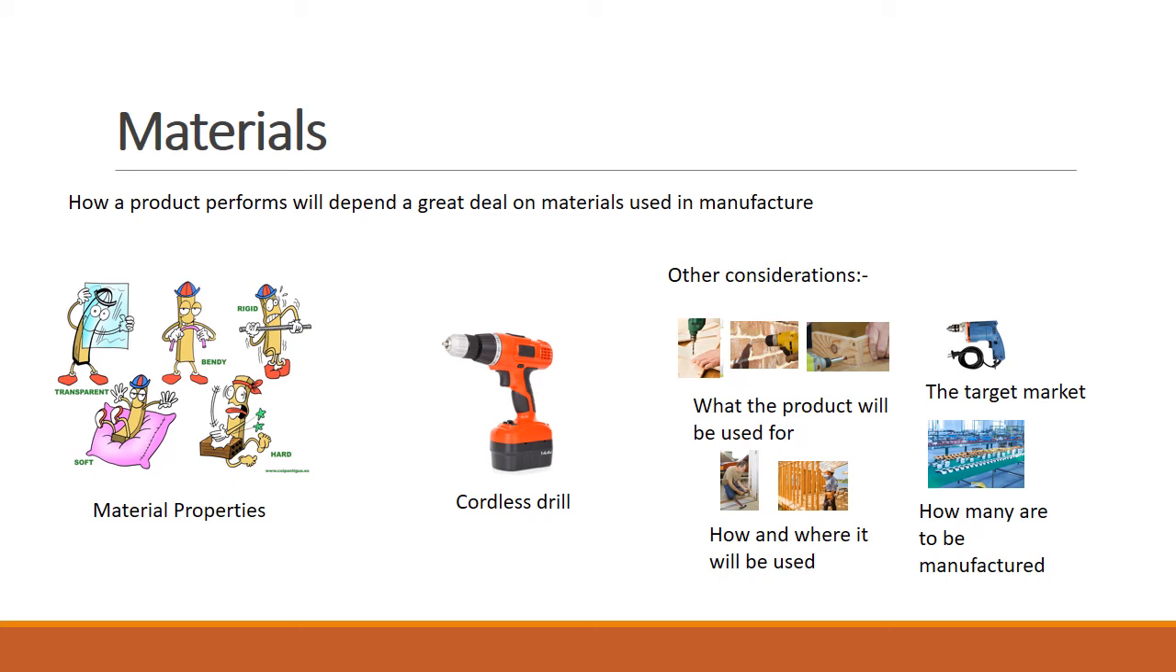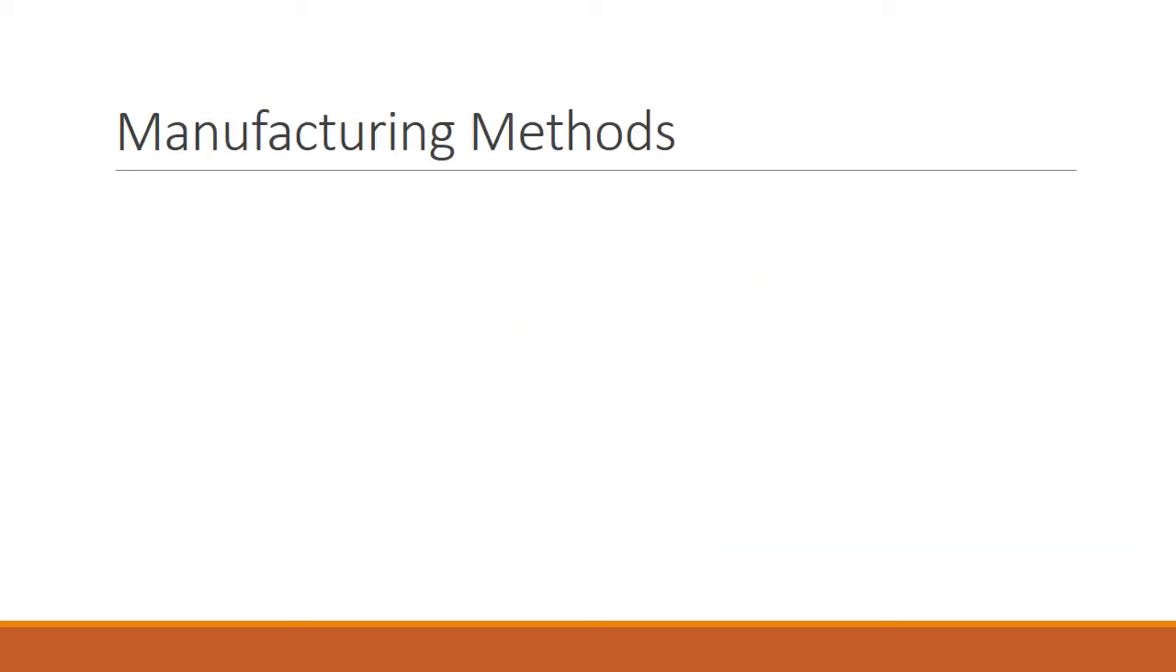So in summary, there are a number of considerations needed when selecting materials. However, the most important are the properties of the materials, as these will significantly affect performance. Manufacturing methods can also affect performance. We have all experienced a situation where a product fails due to shoddy manufacture.